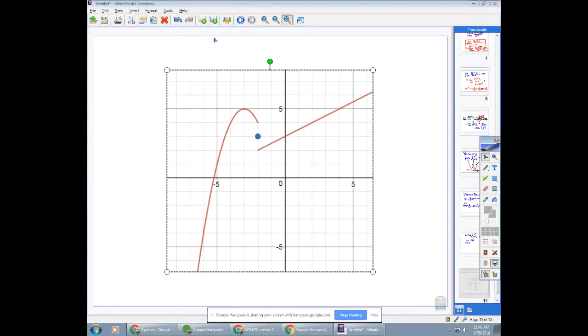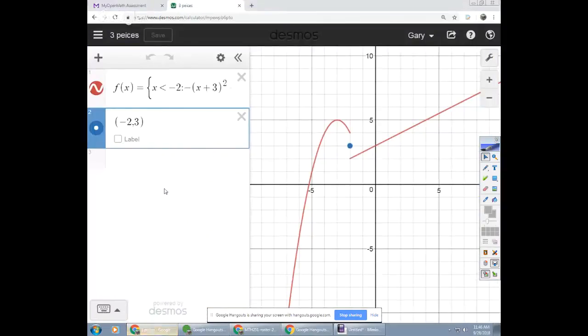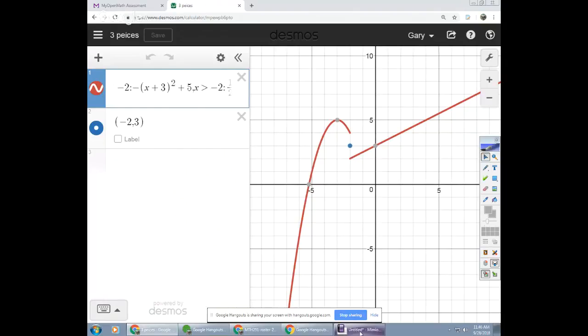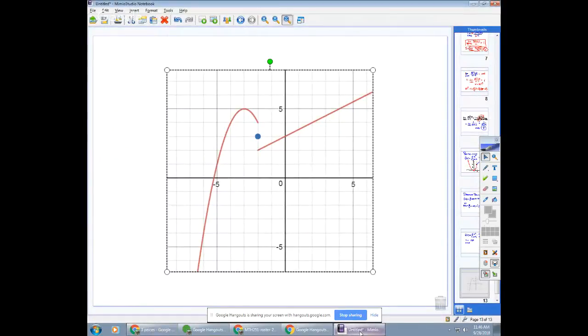So here's my function, and the way I told Desmos to graph it is the parabola doesn't get to use the point, and neither does the other function. So a better graph of this is for me to switch to red and put an open circle there, because the parabola doesn't get to define what happens at x equals 2. The line doesn't get to define what's happening at x equals 2 either.